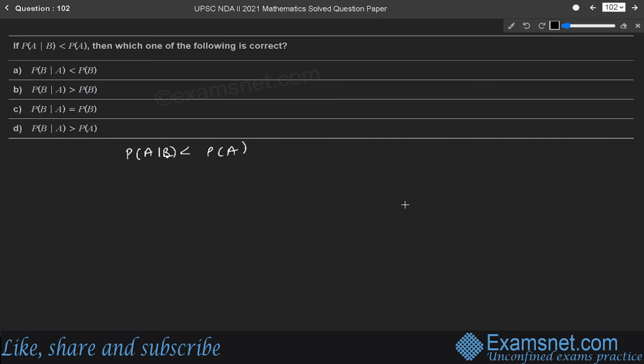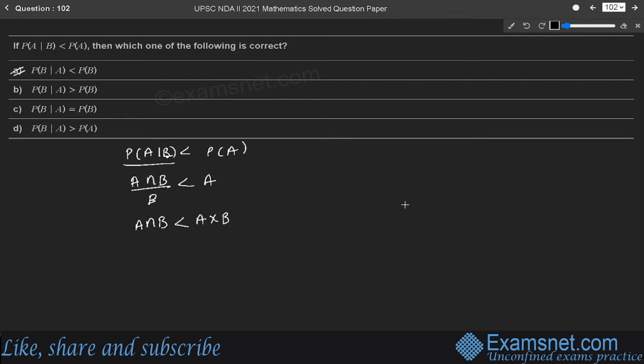We know that by conditional probability, P of A given B will be equal to P of A intersection B upon P of B, and it is less than P of A. It means that P of A intersection B is less than P of A times P of B, according to the question.